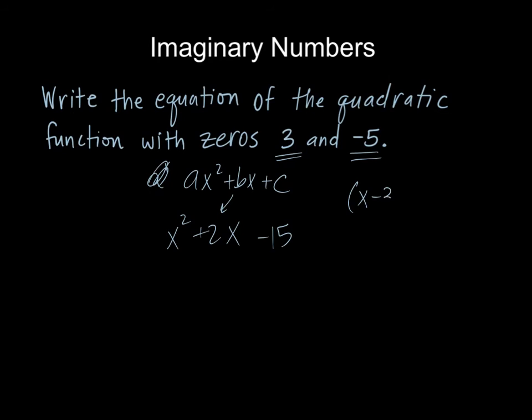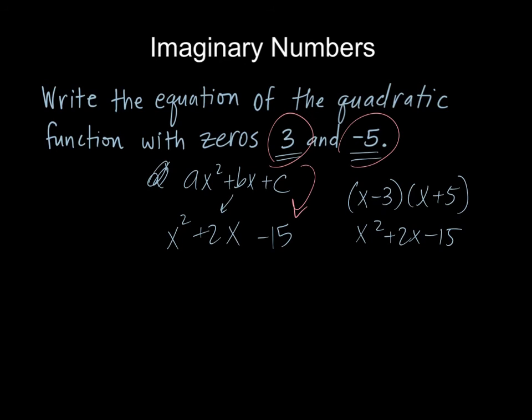This came from this fact. If a 0 is 3, then a factor was x minus 3. If a 0 was minus 5, then a factor was x plus 5. If I FOIL this out, I get x squared plus 2x minus 15. But we can shorten that process by multiplying these two numbers, and that goes here. Adding these two numbers and taking the opposite, that goes here. That applies for imaginaries also, so I want to do this as a quick example to introduce you to this next one.